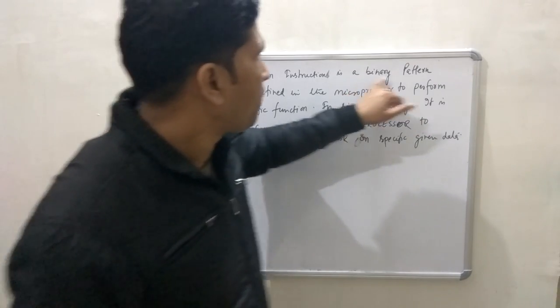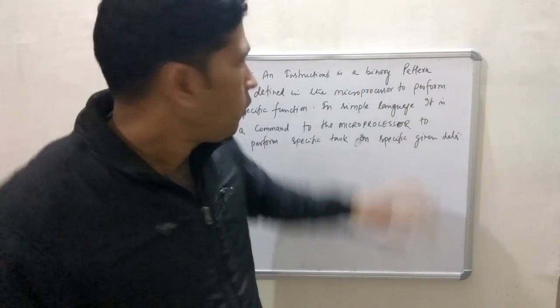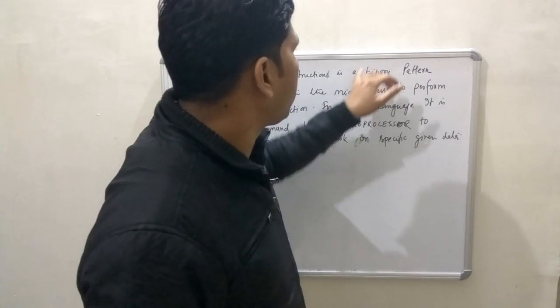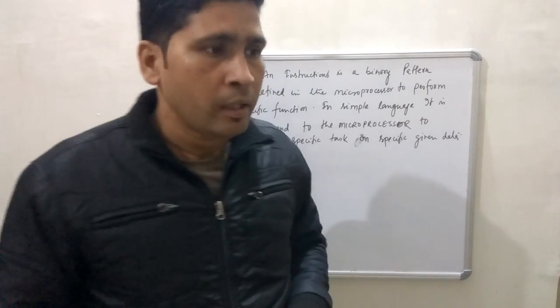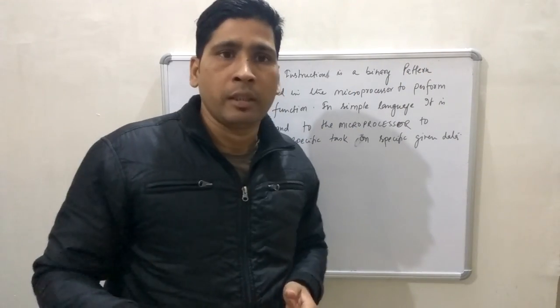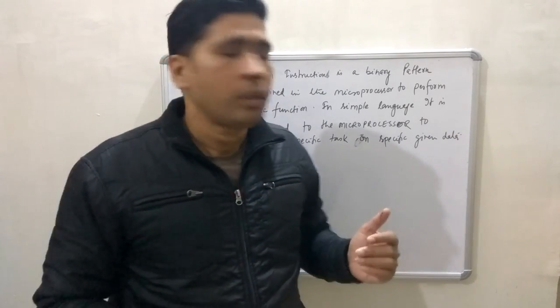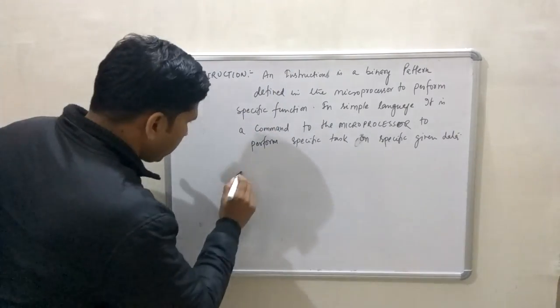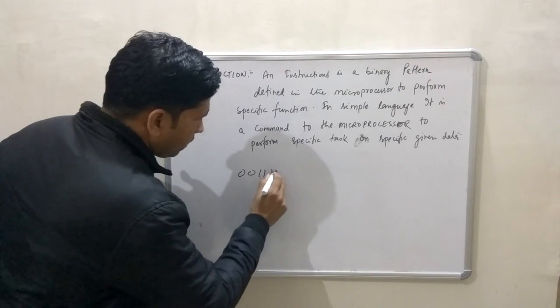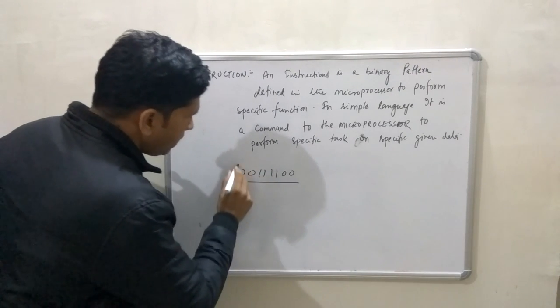Here the point is binary pattern. Now let me define this pattern. What is a binary pattern? What happened in previous days? In the early days of the microprocessor, instructions were binary patterns, like 00, 11, 00. So basically this is a binary pattern.